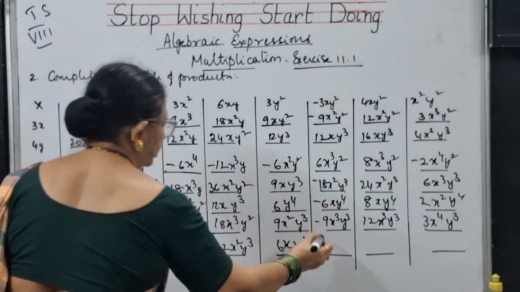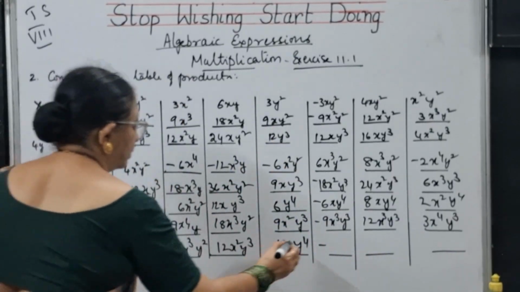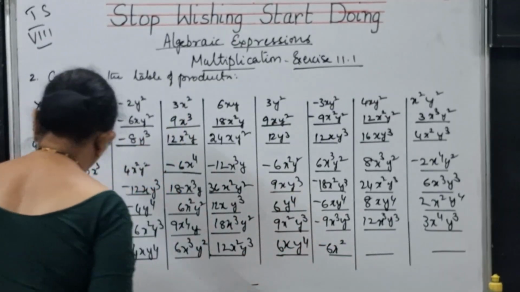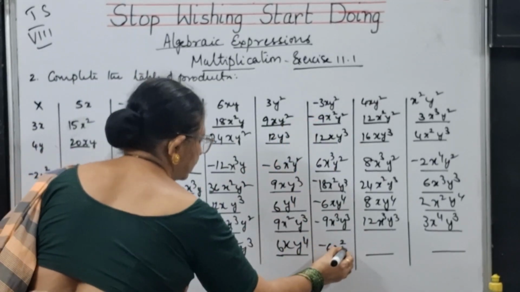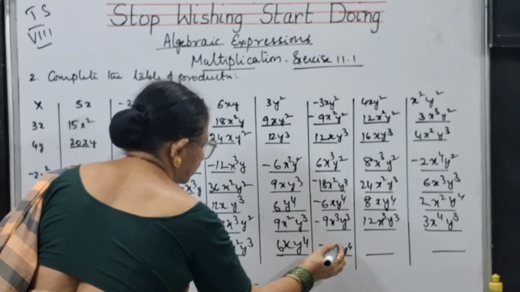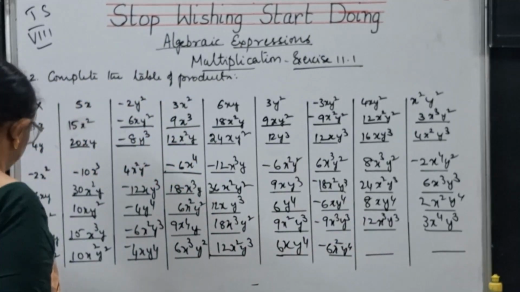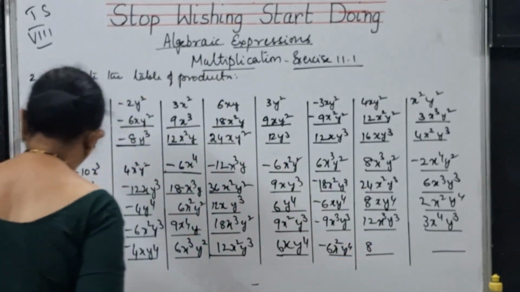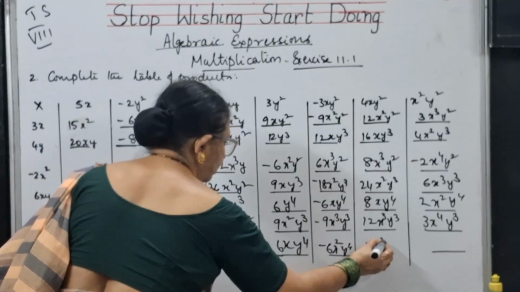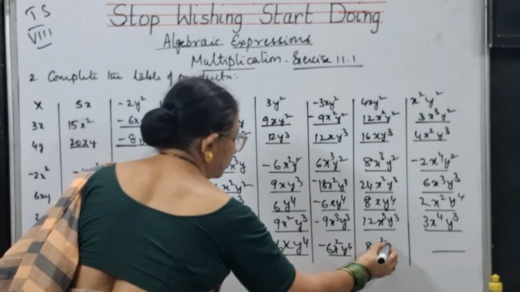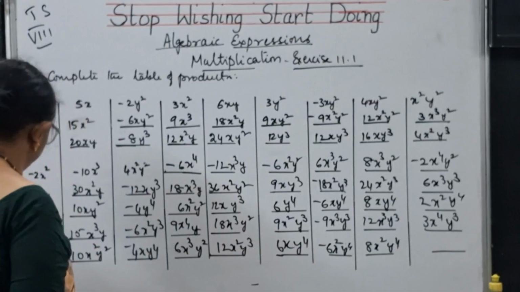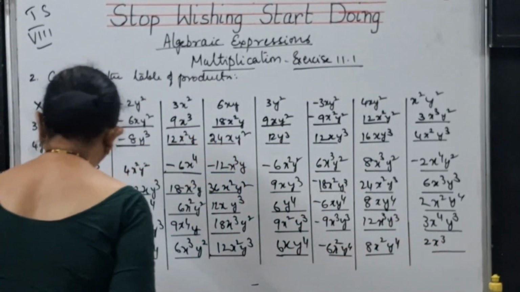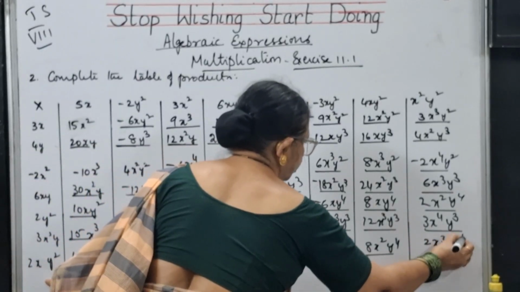Again, plus into minus is minus. 2 3s are 6 x into x, x square y square into y square, y to the power of 4, x square y to the power of 4. Next, plus into plus is plus. 2 4s are 8 x into x, x square y square into y square, y to the power of 4. Next, 2 x into x square, x cube y square into y square, y to the power of 4.